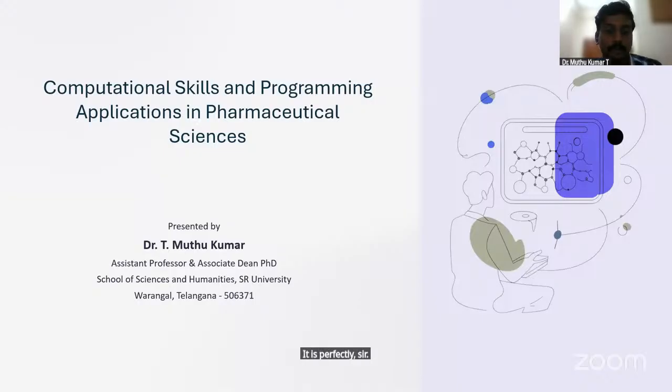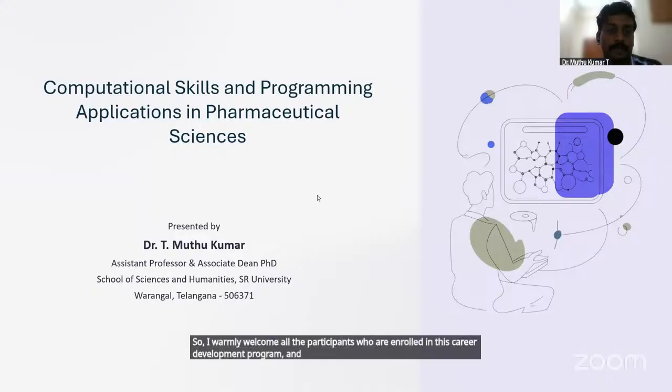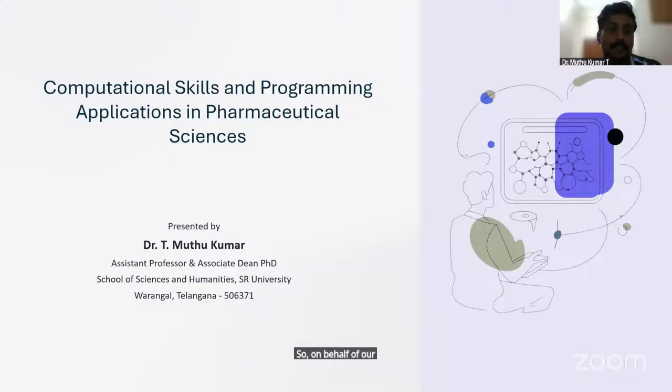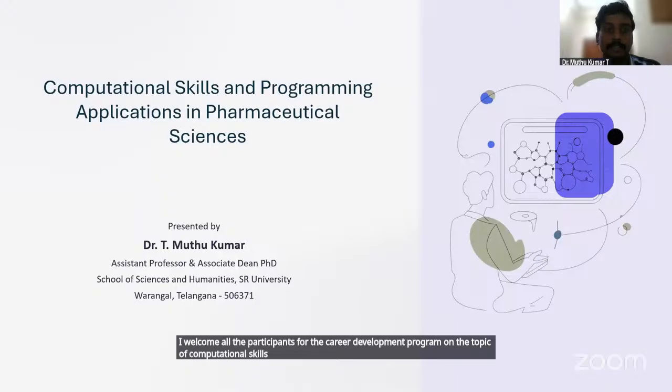So I warmly welcome all the participants who are enrolled in this career development program. I appreciate your effort, even after your working hours, you are joining in this esteemed program to develop your computational skills. On behalf of our organizing committee, I welcome all the participants for the career development program on the topic of computational skills and programming applications in pharmaceutical sciences.